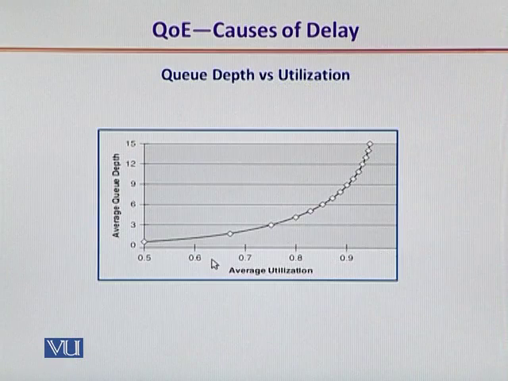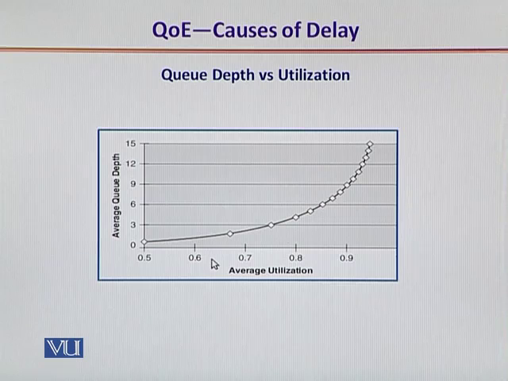The relationship between queue depth and utilization is expressed here. Here we see, we start with 0.5 and we keep on increasing. We see that with average utilization increasing beyond 75%, the queue depth starts to grow exponentially.